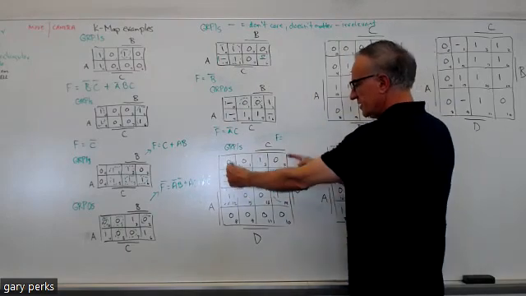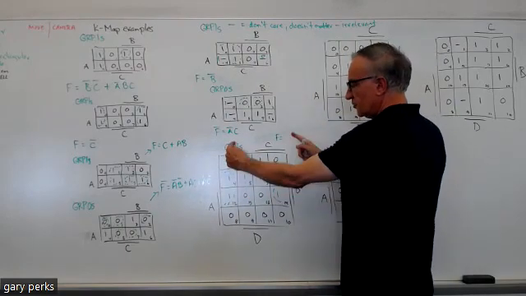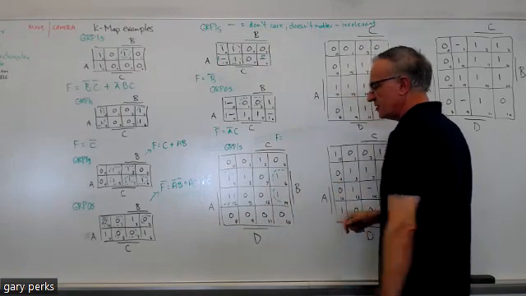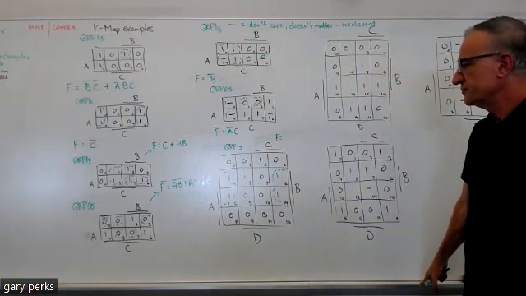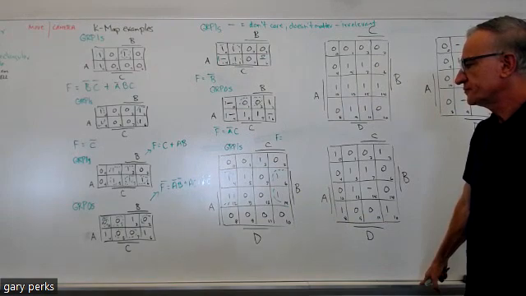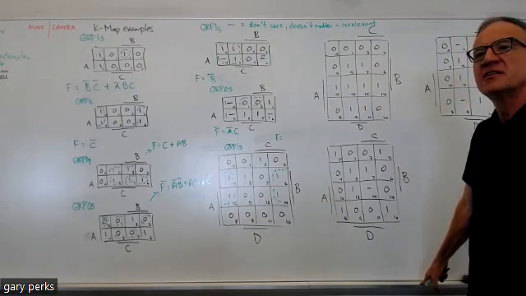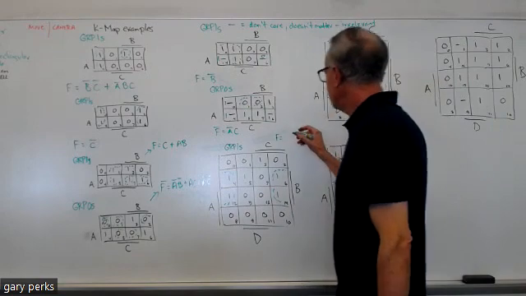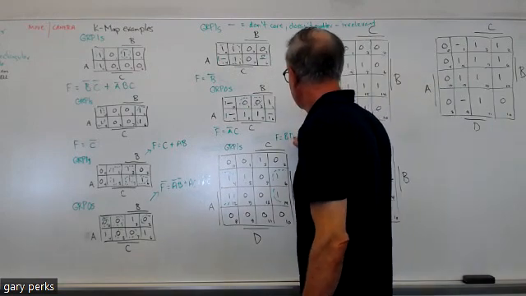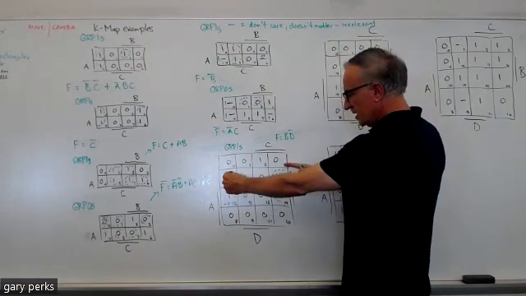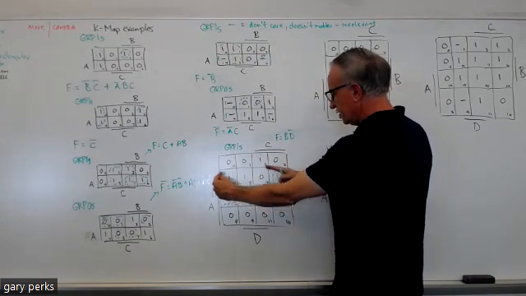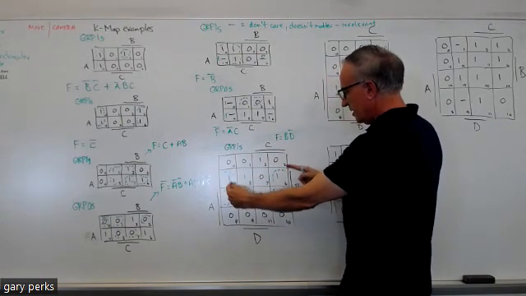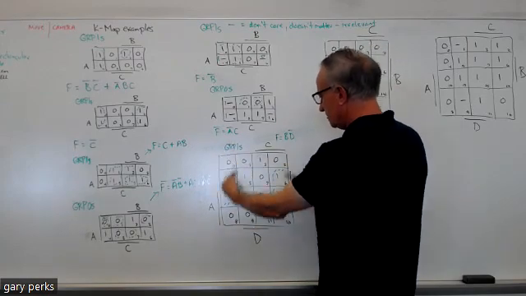Okay, so what term are we going to get from this 4 grouping? What's common to that 4 grouping? Say that again? Yeah, B, not D, yeah. Right, because these 4, they're in the B rows, and then these are the not D columns.